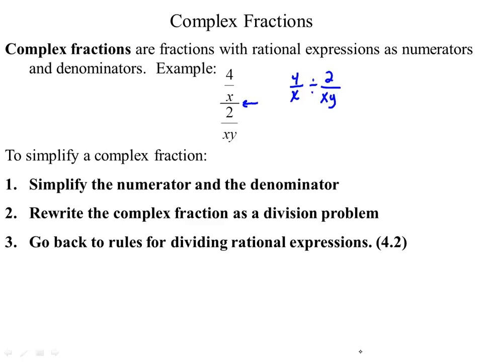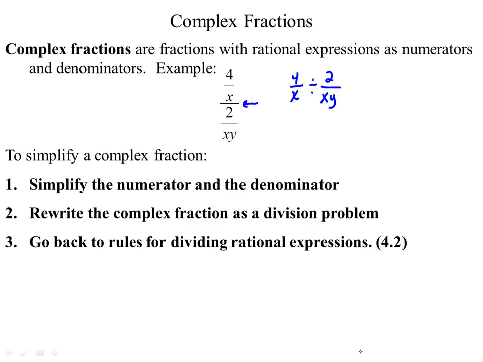So, here are your steps. It does get a little bit harder than this, but not that bad. To simplify a complex fraction, the first thing you're going to do is simplify the numerator and the denominator, if possible. Then you're going to rewrite your complex fraction as a division problem if you want to. I'm going to show you how to do this 2 different ways. And then you're going to go back to your rules for dividing, which we did in 4.2. That was last week. Okay?